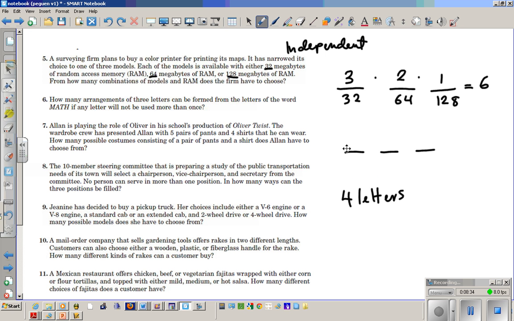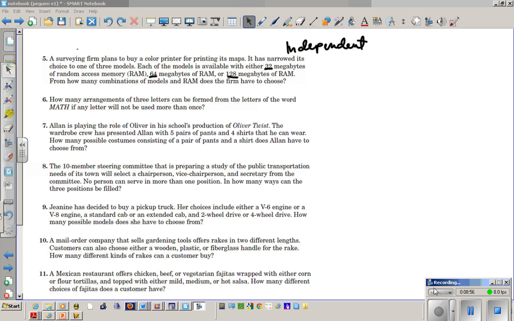So for the first spot, we have 4 choices. For the second spot, 1 is taken down, we have 3, and then for the next spot, we have 2. All right, so we'll multiply everything together. 4 times 3 is 12 times 2, 24. All right, let's take a look at number 7.